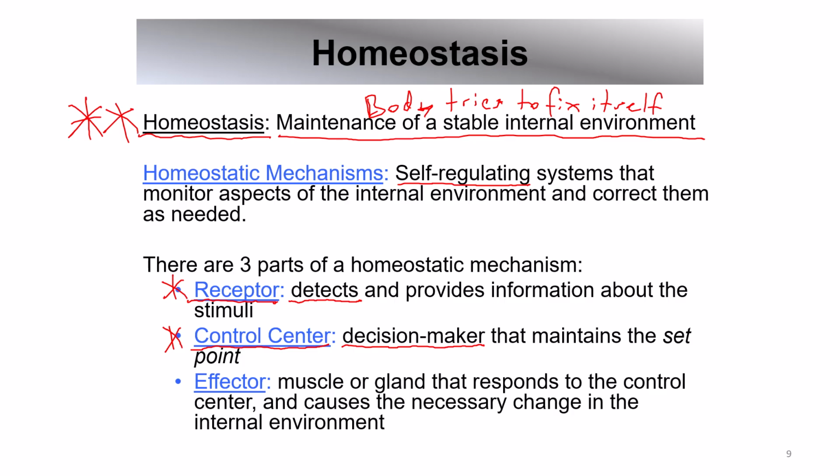So the control center is activating the effector. So the effector could be a muscle or a gland that responds to the control center and causes the necessary change in order to fix the issue. Know the definitions for these 3.